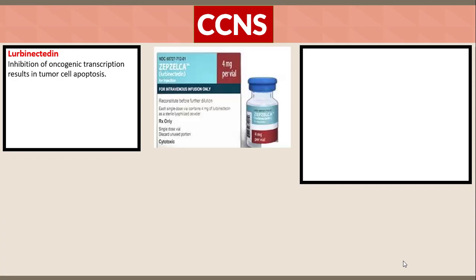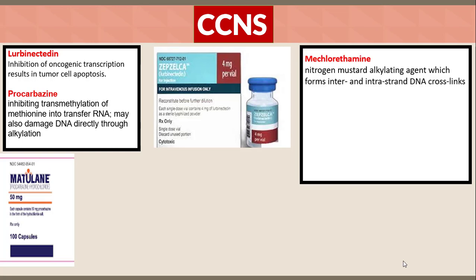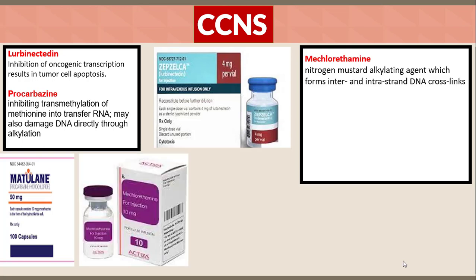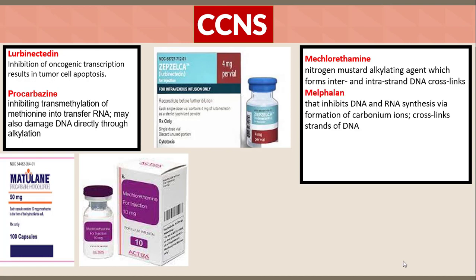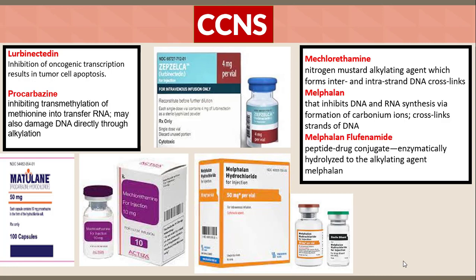Lurbinectedin, inhibition of oncogenic transcription results in tumor cell apoptosis. Procarbazine, inhibiting transmethylation of methionine into transfer RNA, may also damage DNA directly through alkylation. Mechlorethamine, nitrogen mustard alkylating agent which forms inter- and intrastrand DNA crosslinks. Melphalan inhibits DNA and RNA synthesis via formation of carbonium ions, crosslinks strands of DNA.